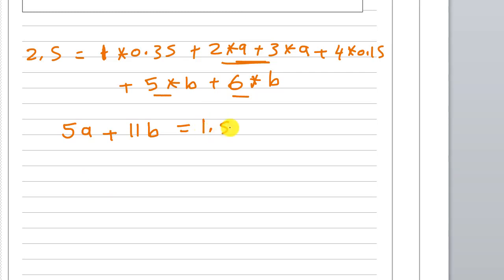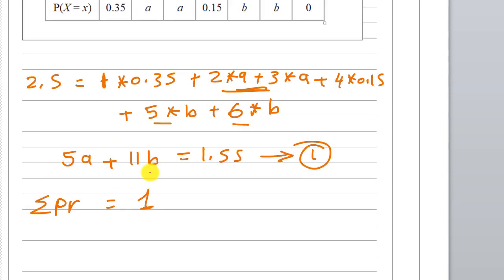1.55, and this is our first equation. We know that summation of probability is equal to 1. So again from the table, 0.35 plus A plus 0.15 plus B is equal to 1.